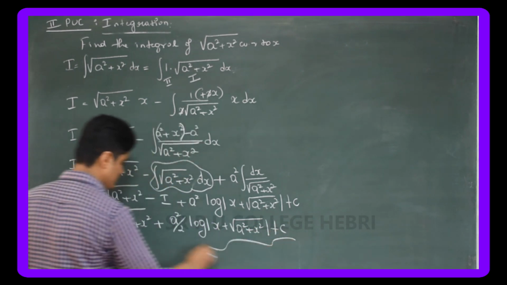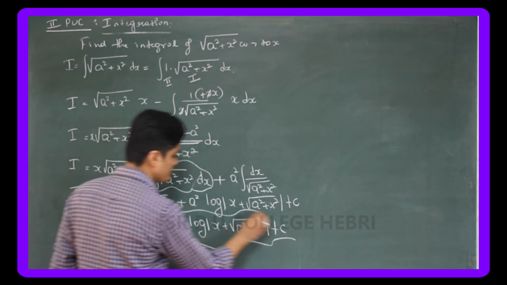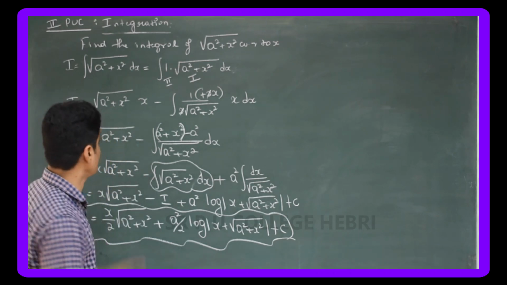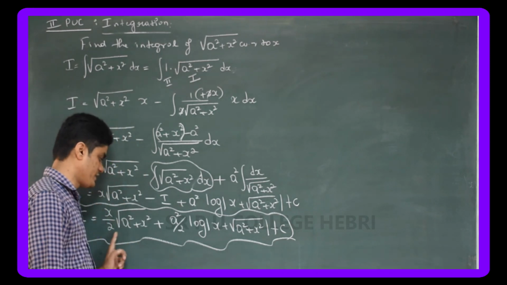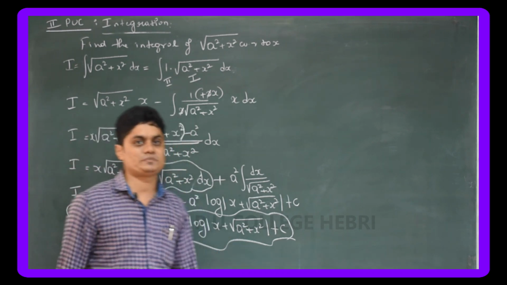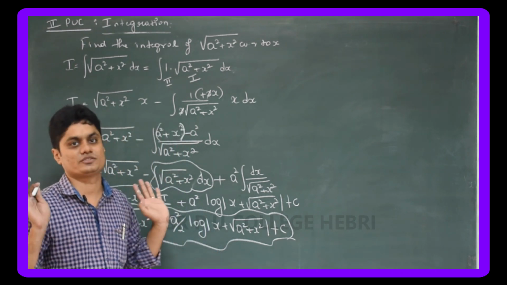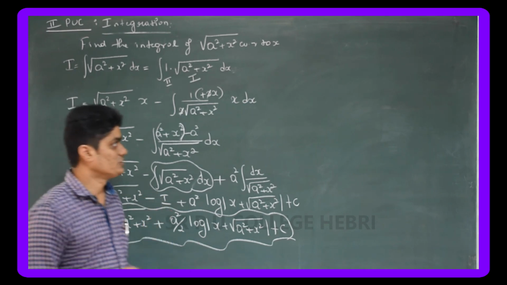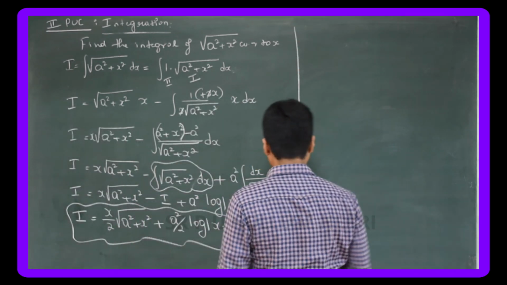Correct? So this will be the final answer. Integration of root of a square plus x square is x by 2 into root of a square plus x square plus a square by 2 into log of x plus root of a square plus x square plus c. So I'll write again the formula which I just derived.